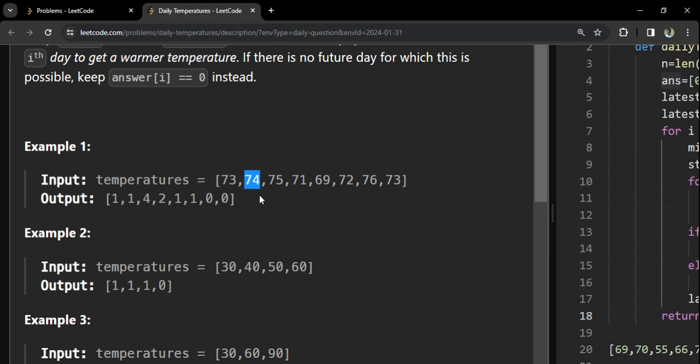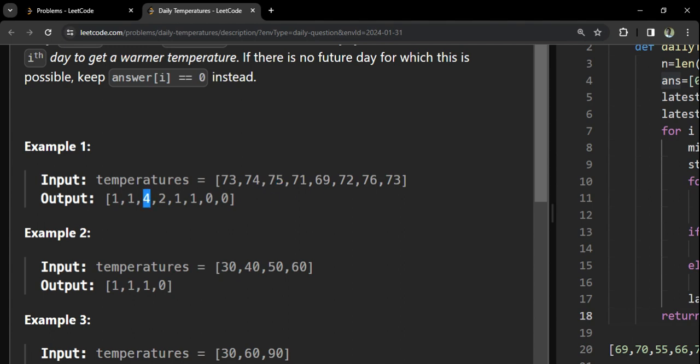If I'm at day one, that is index one, I will again have to wait one day to get a temperature higher than the current day, that is 75. 75 is greater than 74, so here another one is coming. Now come to 75. I'm at the second day, that is index two. How many days should I wait now to get a higher temperature? The next highest temperature is 76. One, two, three, and four. So when I'm at day two, I will have to wait 4 days to get a higher temperature. That's why four came in the answer.